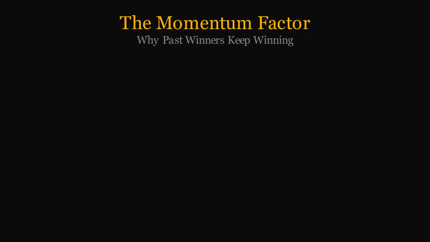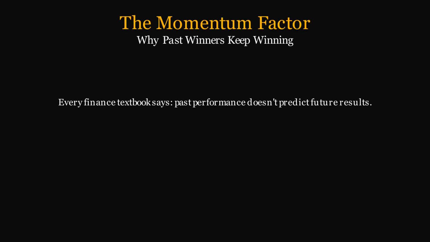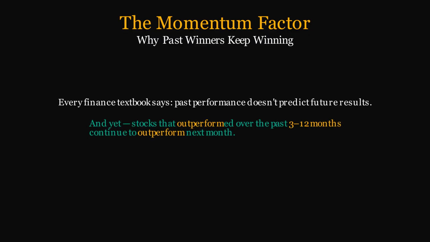Every finance textbook will tell you past performance doesn't predict future results. And yet one of the most replicated findings in all of academic finance is this: stocks that performed best over the past 3 to 12 months continue to outperform over the next month. This anomaly has persisted for over 200 years of data across nearly every asset class. Today, we break down exactly how it works.